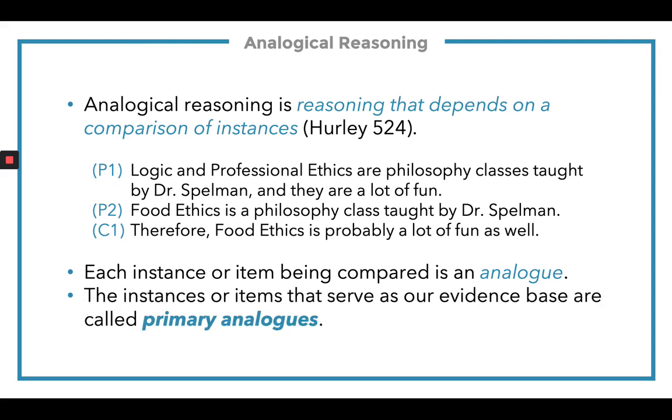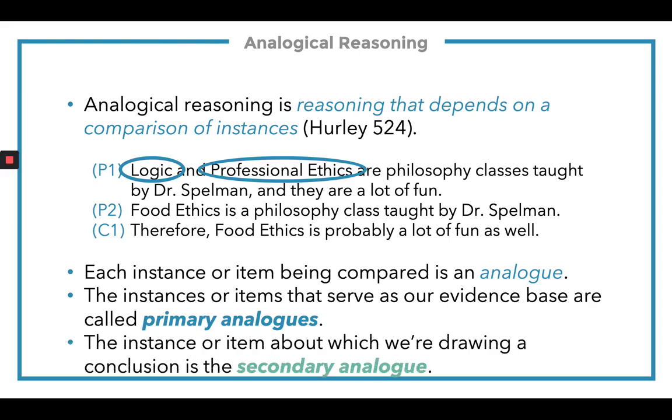Now, the instances or items that serve as our evidence base are called the primary analogs. So the evidence base here is logic and professional ethics. They're the things that we know something about. The instance or item about which we're drawing some conclusion is called the secondary analog. That's the thing we don't know anything about. We're inferring something about that thing from the primary analogs. In this case, that's food ethics. That shows up in our conclusion.